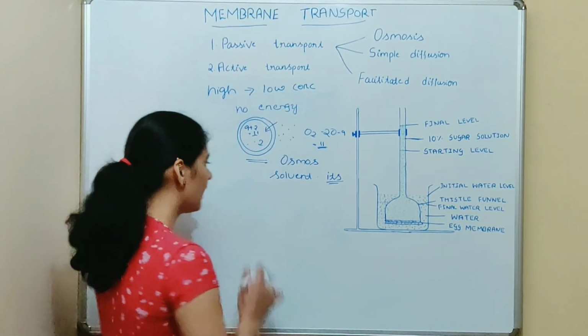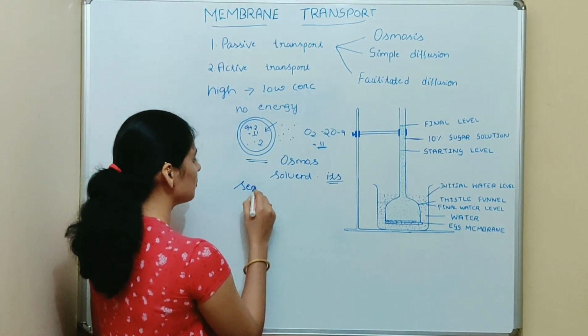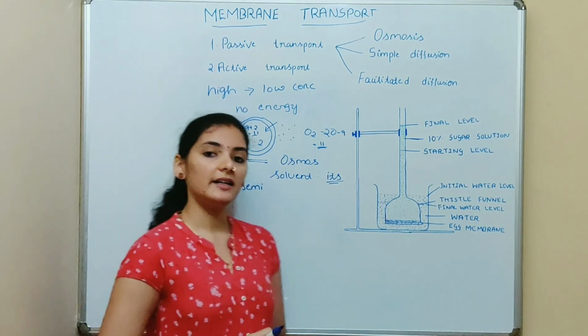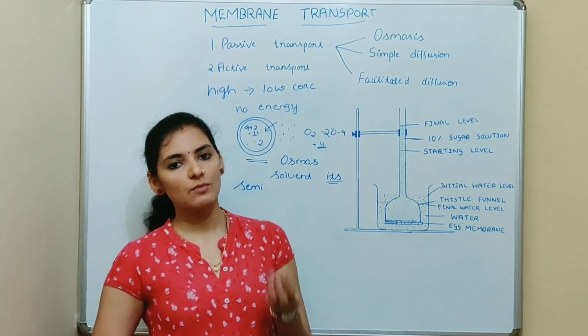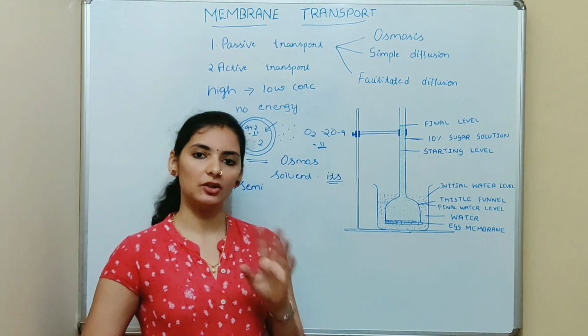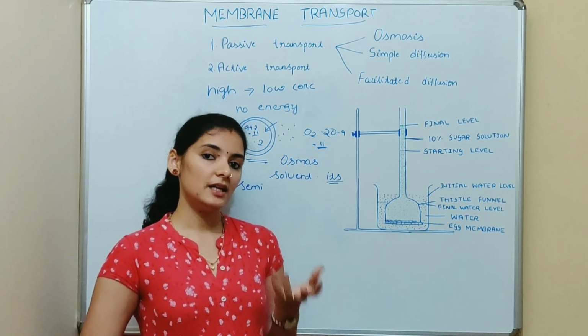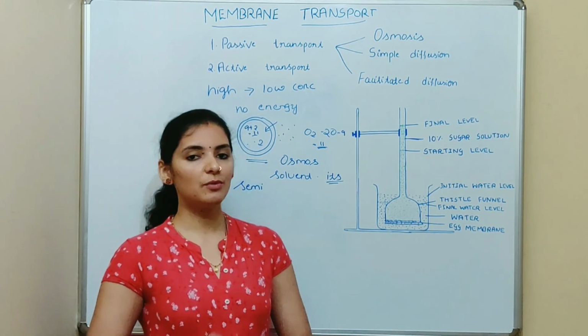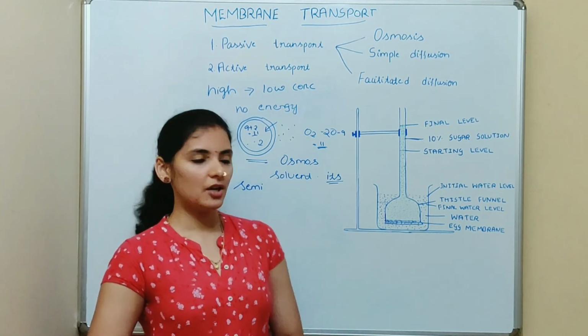Here the egg membrane acts as a semipermeable membrane. So what do you mean by semipermeable membrane? It is the one which allows only smaller molecules to pass through it but not larger. Or in other words, it is the one which allows only solvent molecules to pass through it but not solute.